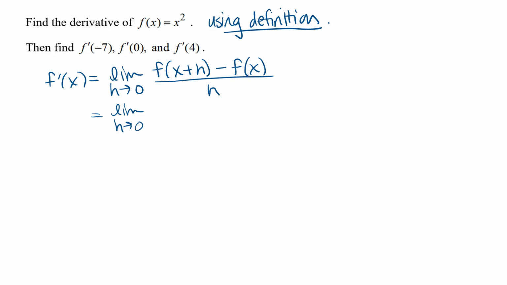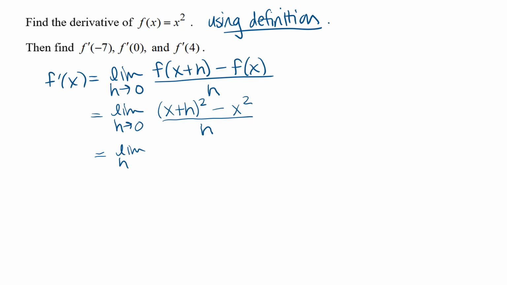Unlike the other problems we did before, I'm not plugging a specific value in for x. I'm just putting that entire x plus h into the function in place of x, and then f of x, that's just the original function, all over h. Okay, so now I have two letters here, and so the algebra is going to be pretty similar to what we did before, but just more letters. And I need to remember at the end that h is what is approaching 0. All right, so here we go.